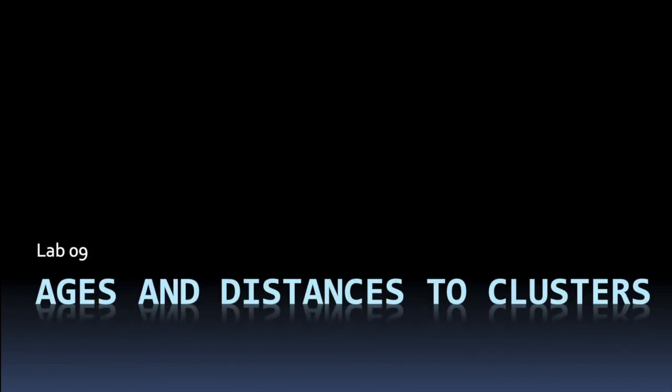Welcome to the Astronomy 105 Lab 9. This is ages and distances to clusters. There are some documents that you have to have outside of this that aren't in your lab manual, but we will be posting those on D2L for you, so just go ahead and keep an eye out for that.